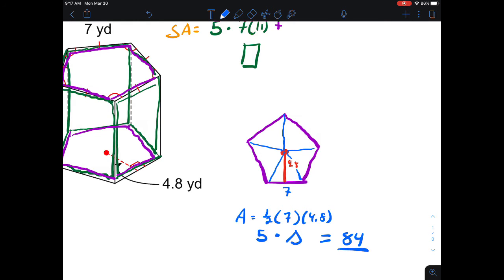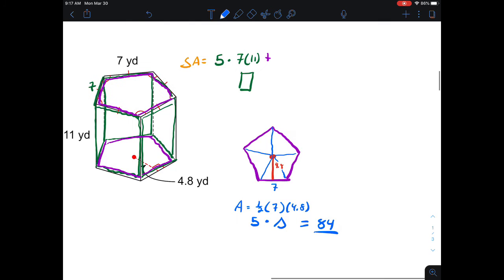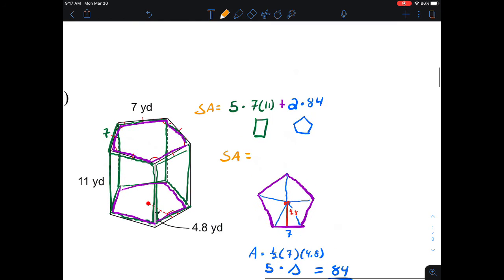And so the area of that pentagon down there is 84 units, and we have 2 of them. We have one on the bottom and one on the top. So that's our pentagon. And so we would find that product and we'd get our surface area. So the surface area of this figure here is going to be 553 square yards.